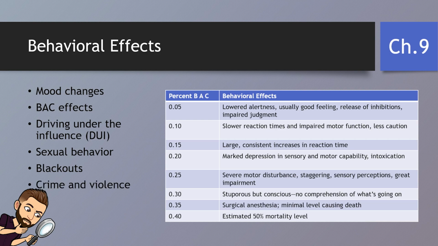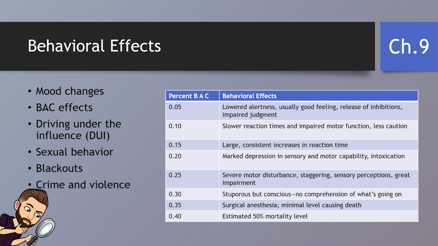Crime and violence: alcohol is generally correlated with things like homicide, assault, child abuse, suicide, things like that. So there are some correlations here with negative behavioral effects like crime and violence.